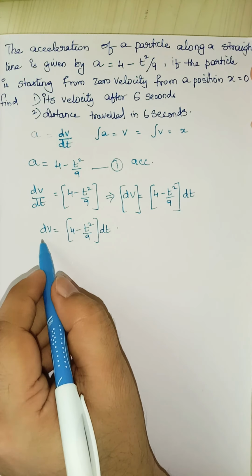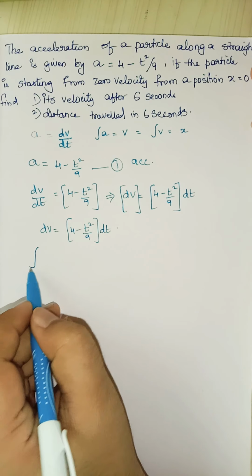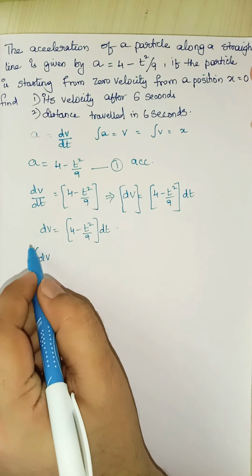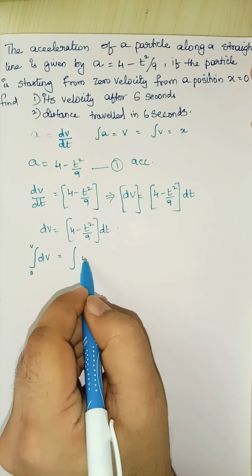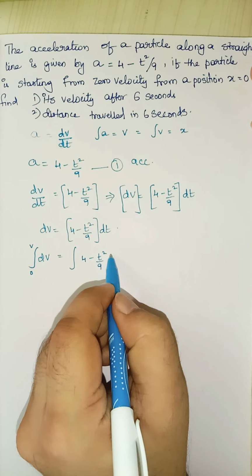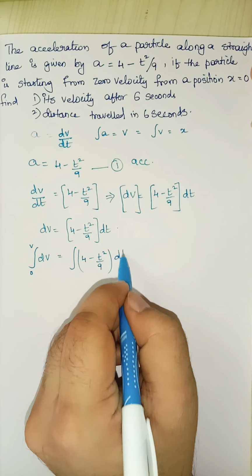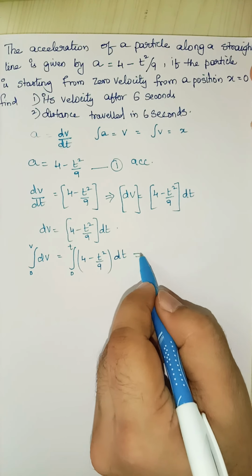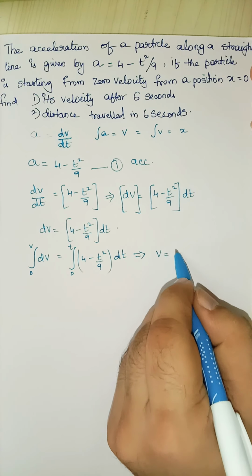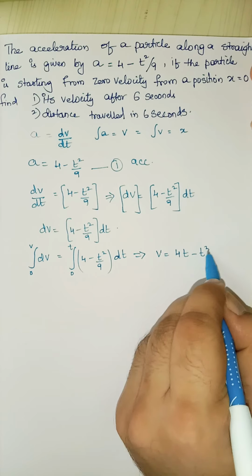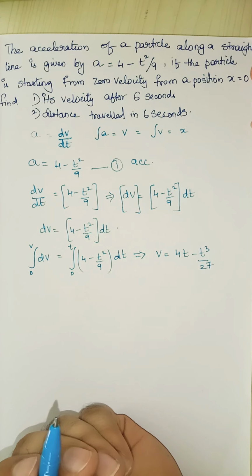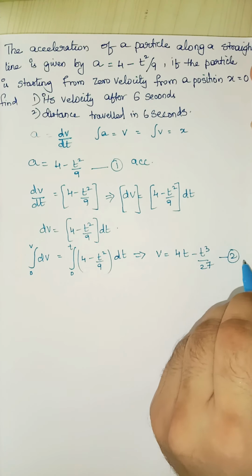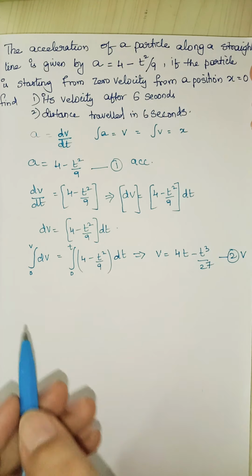Now I'm integrating this particular thing, integral of dv from 0 to v, that is equal to integral of (4 - t²/9) dt from 0 to t. You will get v = 4t - t³/27. Now this is velocity. Let us call this one the second equation, which is representing velocity.